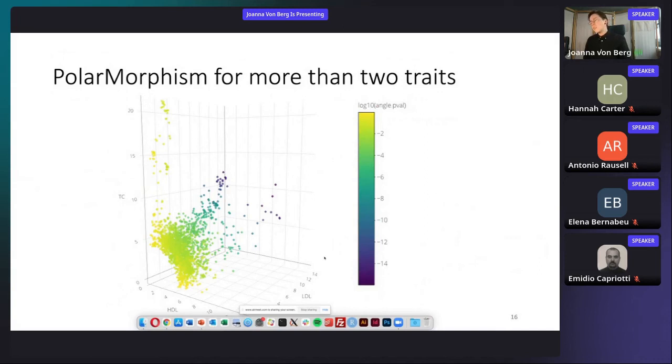So here I show an example where we applied PolarMorphism to HDL, high density lipoprotein, LDL, low density lipoprotein, and TC, which is total cholesterol. So these are 3 of the lipid traits that I showed also in the network. They were very closely connected. And each point here is again a SNP with three coordinates for each of the 3 traits.